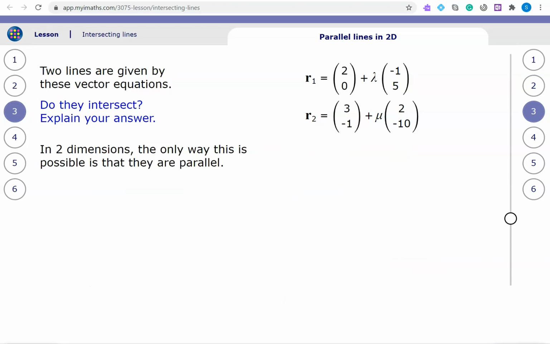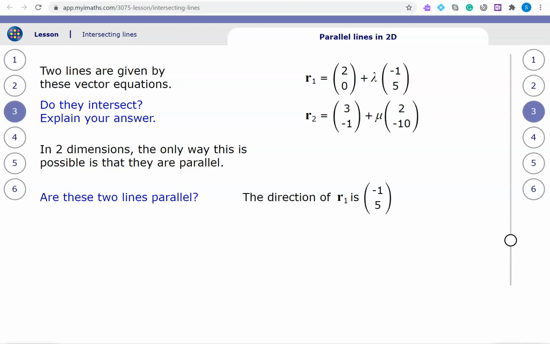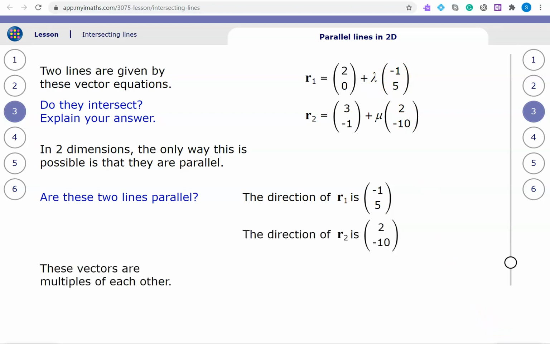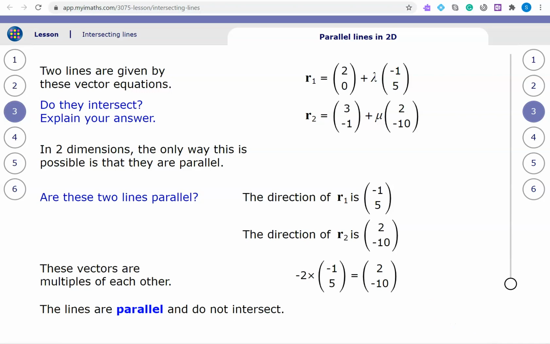Now, in 2 dimensions, another way of looking at it: are these two lines parallel? Well, the direction vector of the first line is (-1, 5), while the direction vector of the second line is (2, -10). Now, if I multiply the direction vector of line 1 by minus 2, I come up with (2, -10), which is the direction vector of the second line. So in other words, this direction vector (2, -10) is a multiple of the direction vector (-1, 5). So the lines are parallel. They do not intersect.